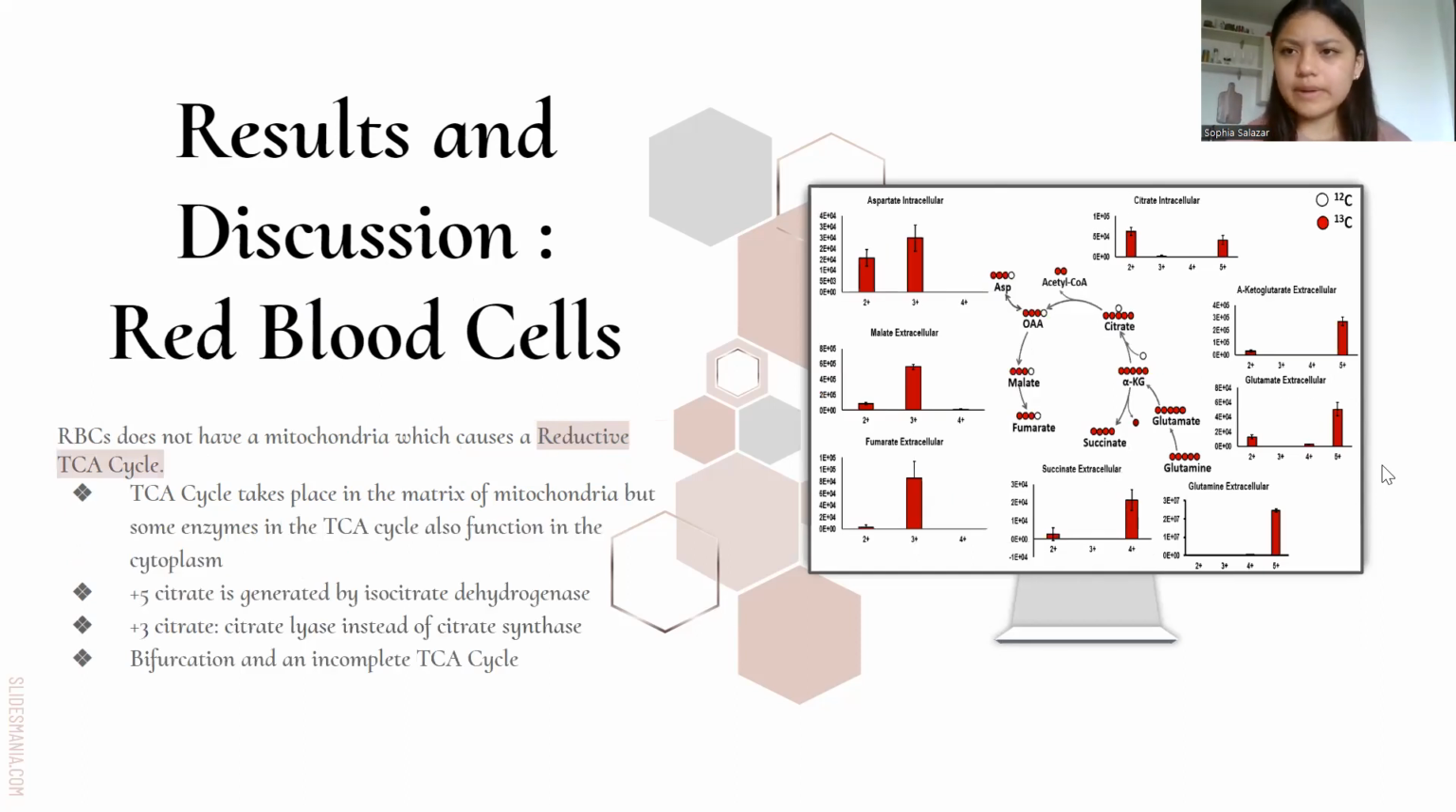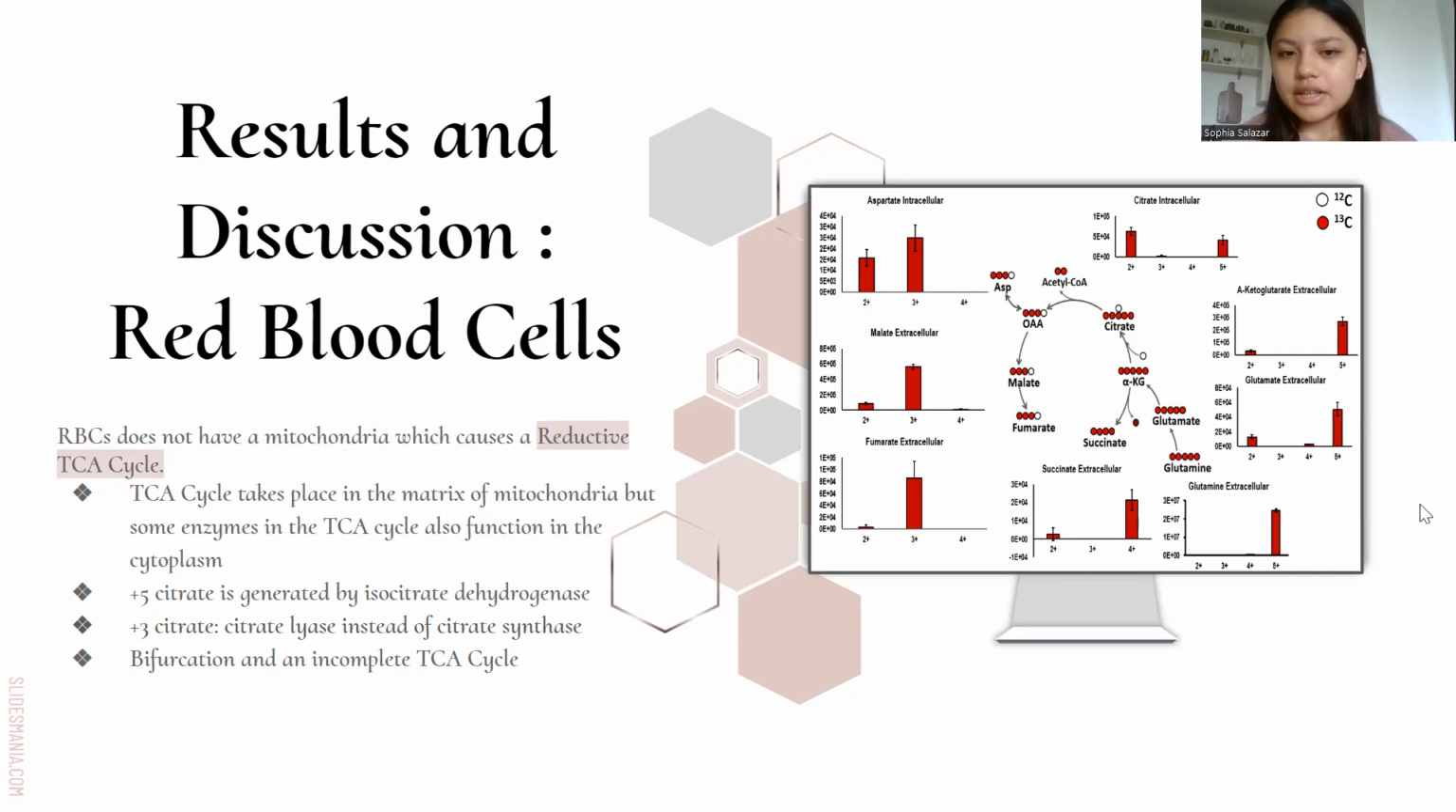Now I want to talk about red blood cells, and to note, red blood cells are a mitochondria-free cell, but the data showed that a TCA cycle did occur, which suggests a reductive TCA cycle. Since a red blood cell does not have mitochondria, it's predicted that there might not be any TCA cycle present, but there was one, which suggests a reductive TCA cycle.